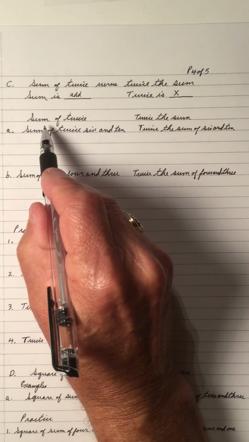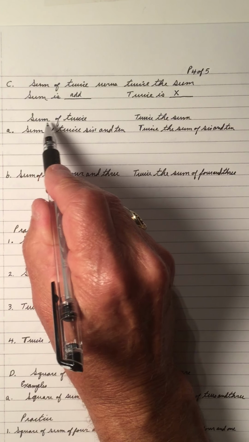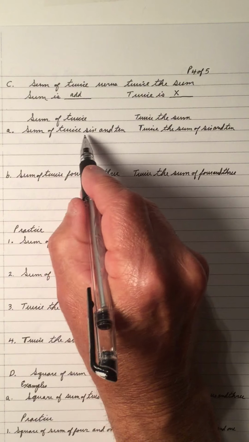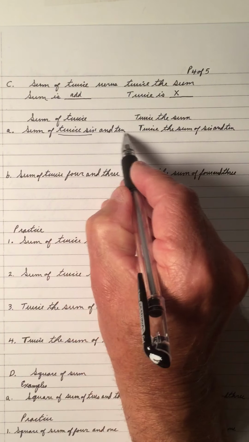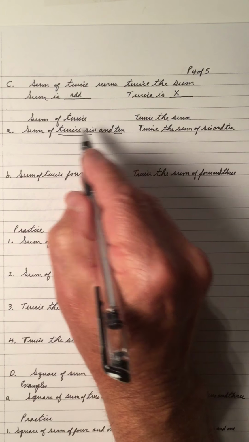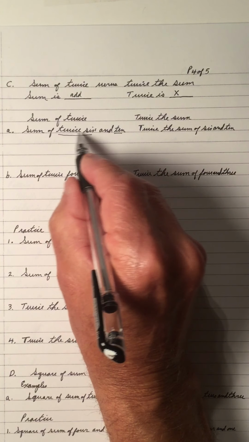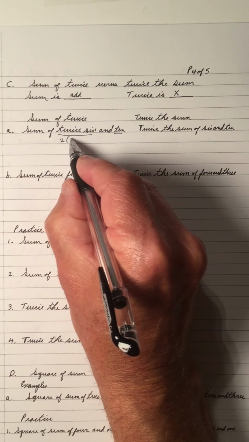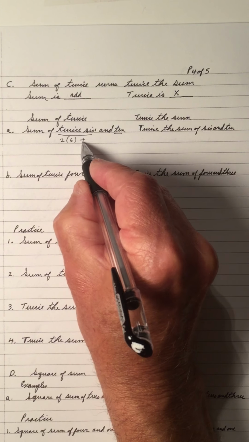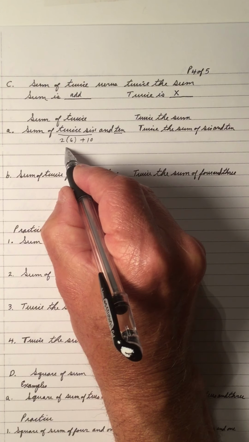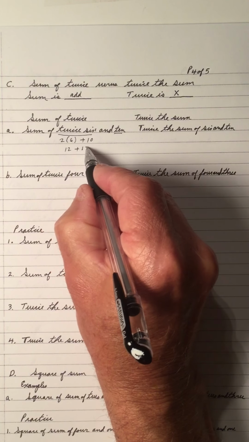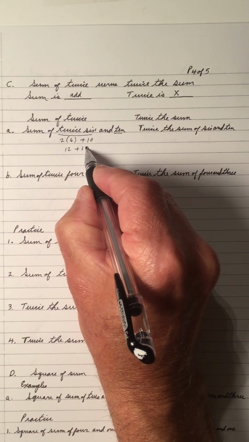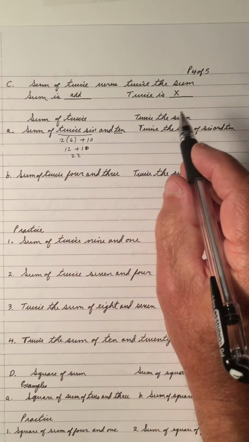So let's practice. The sum of twice 6 and 10. So you're adding these two together. The sum of twice 6, so that's 2 times 6, add on the 10. You can see that you have a 12 because you have to do the order of operations. 12 plus 10 is 22.